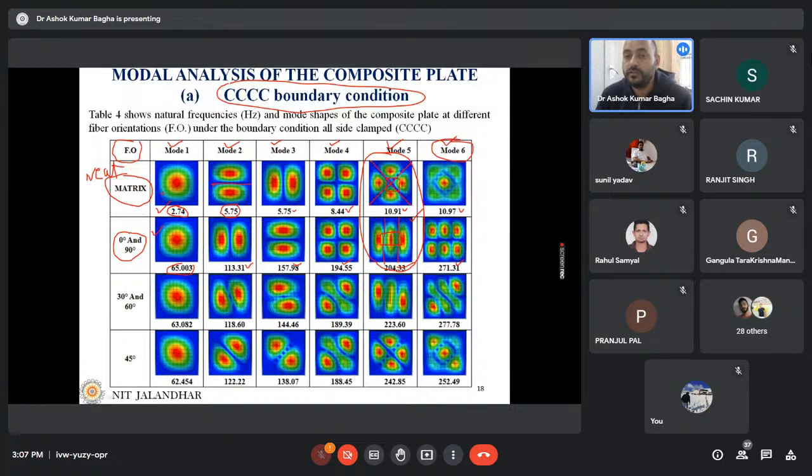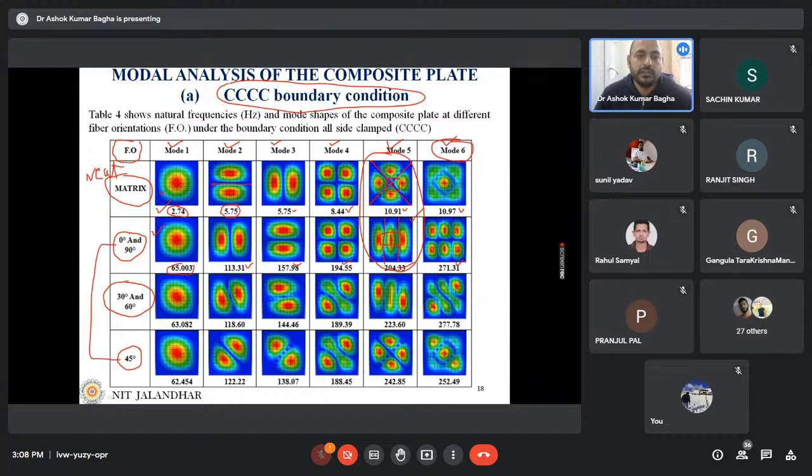Now we are getting the advantage of the mode shapes when the fibers are reinforced in different orientations. So let us say the fibers are oriented at 30 degree and 60 degree. Mostly, when you want to resist the shear stress, the fibers are oriented at 45 degree. So now you can see, let us compare these two cases.